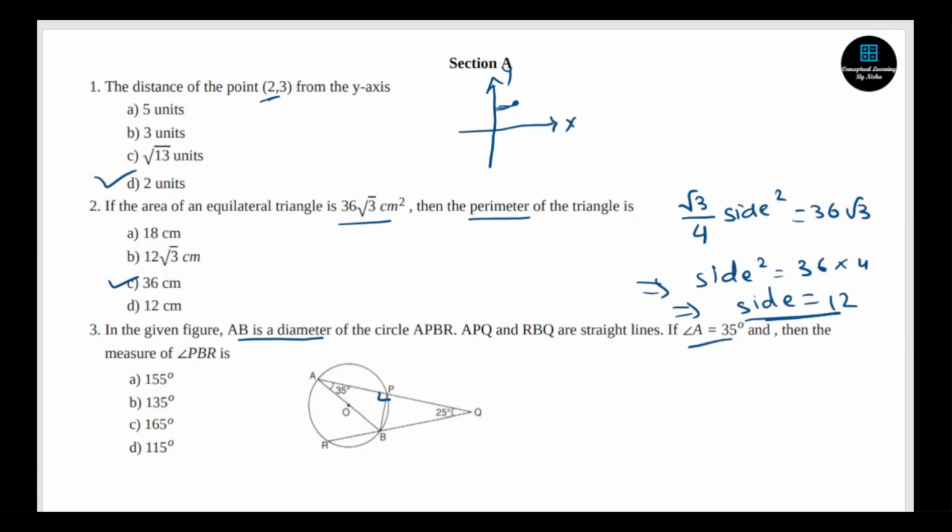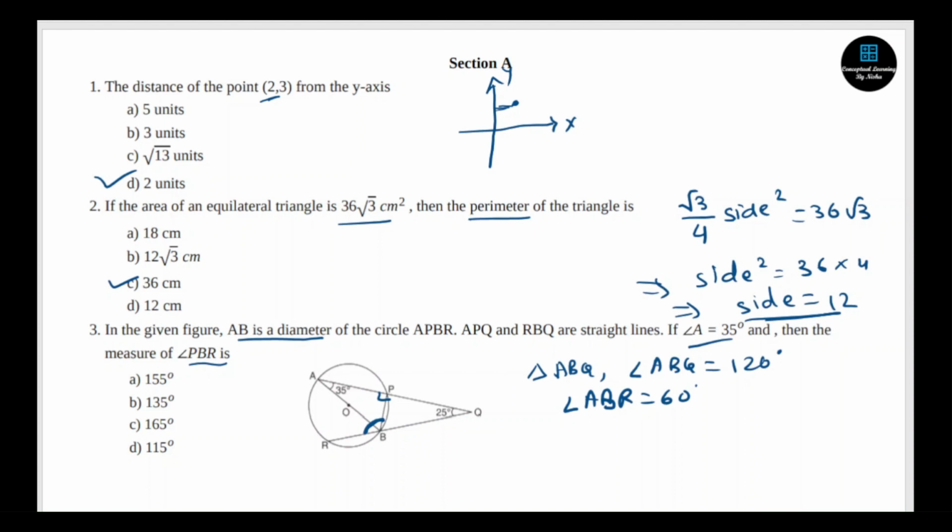Now angle A is given, and this Q is given, and we have to find PBR. PBR is this angle, this whole angle. This we need to find. Now, if I consider triangle ABQ, I can say angle ABQ is equal to 35 plus 25. I'll get 60. So this is 180 minus 60, this is 120 degrees. Also, I can say angle ABR equals 60 degrees, external angle.